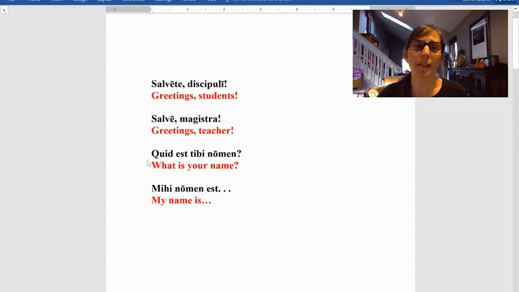Then, when you first meet somebody, one of the first things that you'll ask is, what is your name? And in Latin, that's quid est tibi nomen. Quid means what, est means is, tibi, you, nomen, name. Okay? So literally, this is, what is for you the name? What is for you the name? But we can rearrange that a little bit and make it nicer English and say, what is your name? Quid est tibi nomen?